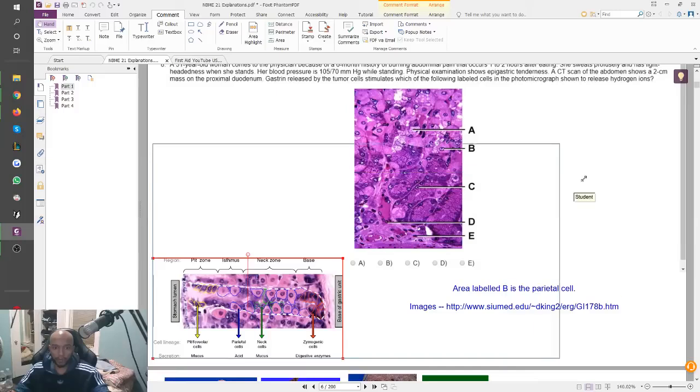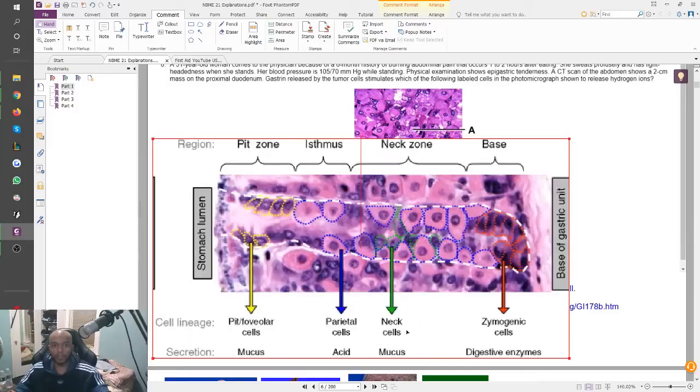This is another image I found online where they actually kind of helped you see it. You can see the parietal cells, or the pink cells with a prominent nucleus, an actual nucleus that you can catch. Right? Those are all your parietal cells. The other things, your dark cells at the bottom here, these are your zymogenic cells, which are going to release digestive enzymes.